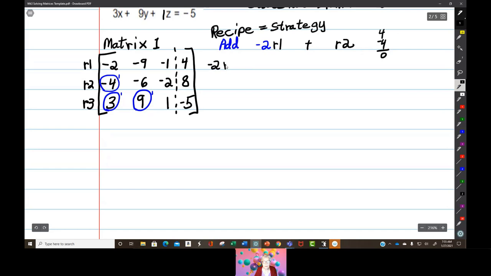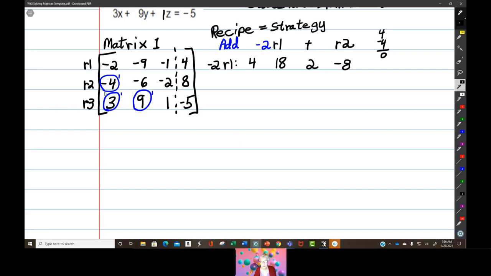Negative 2 times row 1 gives me negative 2 times negative 2 is positive 4. Negative 2 times negative 9 is positive 18. Negative 2 times negative 1 is positive 2. And negative 2 times positive 4 is negative 8. That's what I get when I multiply every number in row 1 by negative 2.